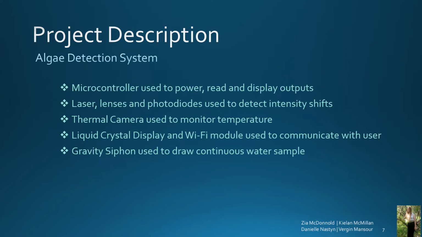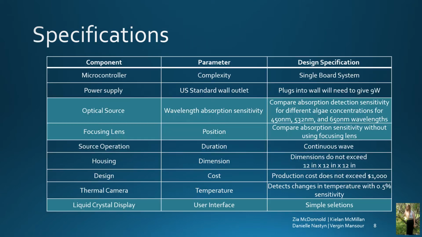Project description: microcontroller used to power, read, and display outputs. Laser, lenses, and photodiodes used to detect intensity shifts. Thermal camera used to monitor temperature. Liquid crystal display and Wi-Fi module used to communicate with user. Siphon used to draw continuous water sample.